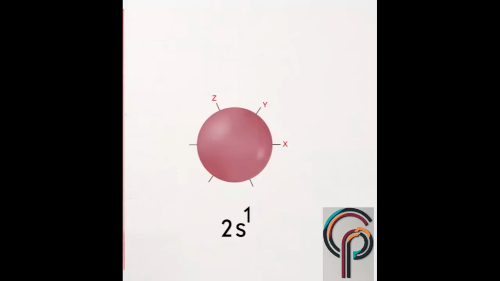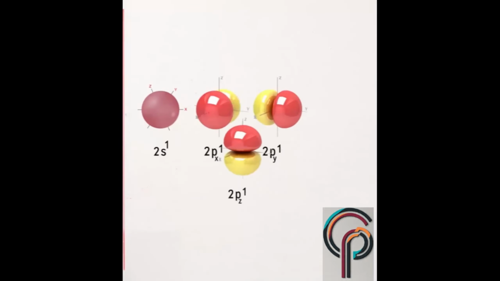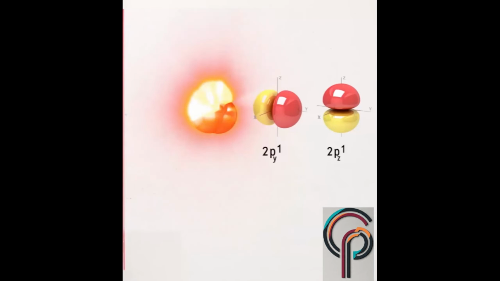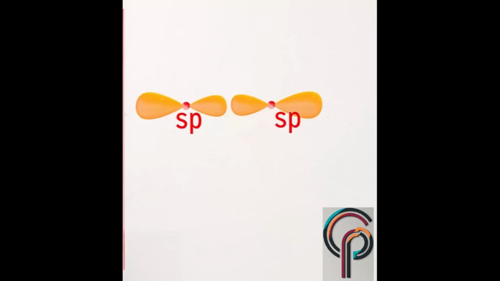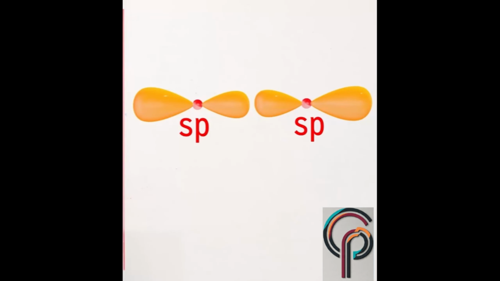Now, if we discuss the shapes of atomic orbitals, the 2s orbital is spherically symmetrical, whereas the 2px, 2py, and 2pz orbitals have dumbbell-shaped geometries. These four atomic orbitals do not have identical shapes. In sp hybridization, one 2s orbital and one 2p orbital, usually the 2px orbital, mix together. As a result, two equivalent sp hybrid orbitals are formed.